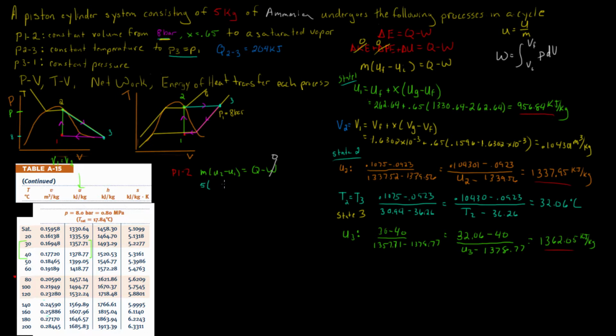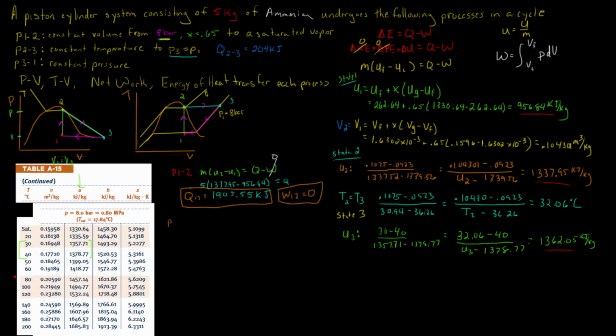Okay? So mass is going to be 5. U2 minus U1 is going to be 1337.95 minus 956.84, and that's going to be equal to Q. So that's what I'm looking for. And that number right there is going to be 1905.55. This is kilojoules per kilogram. This is a kilogram, so we get a unit of kilojoules. So Q12 is equal to this. And we know work 1 to 2 is equal to 0.